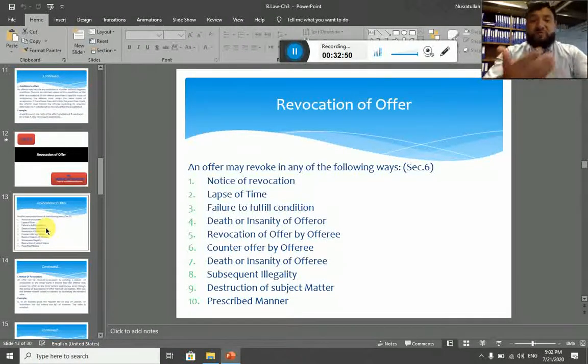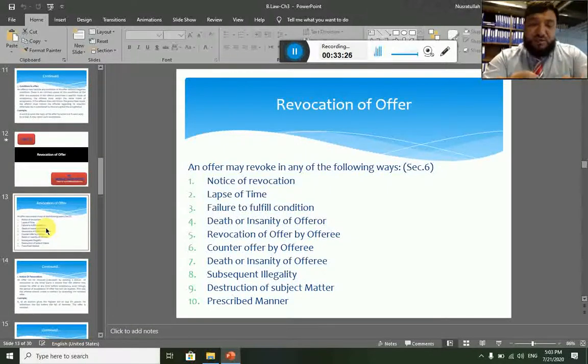You have to reverse those actions. Both sides should come to parity. Whatever has been obtained should be returned. Whatever benefit has been received, the same amount of benefit should be received by the other party as well, or this benefit can be reversed back. So both parties come into the same status again, right? In case of subsequent illegality. Number 9 is destruction of subject matter.